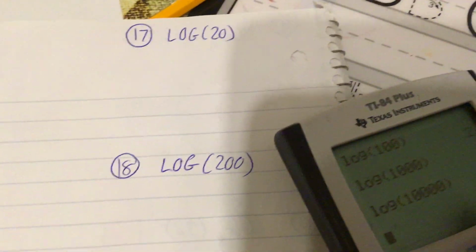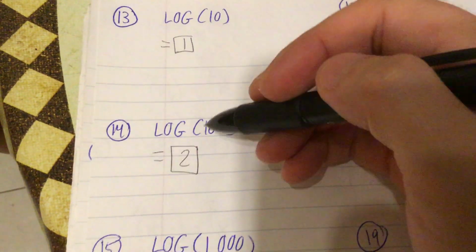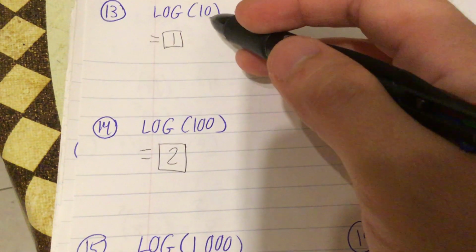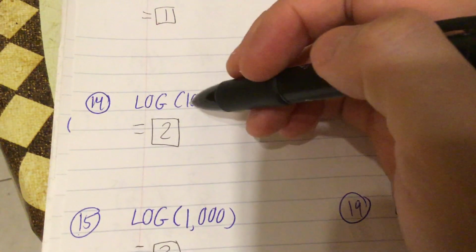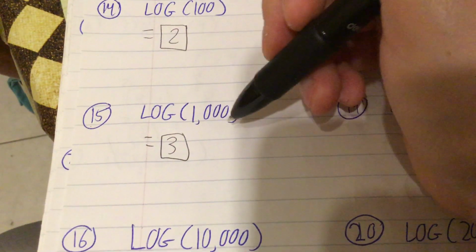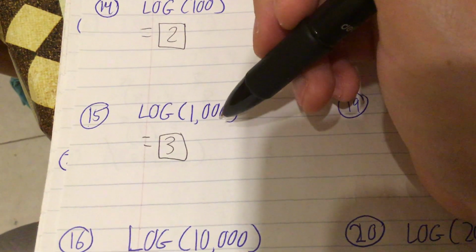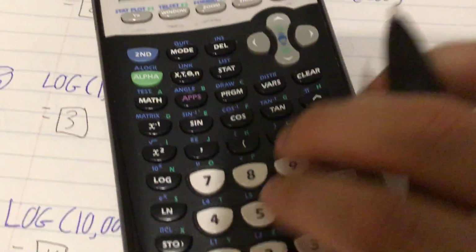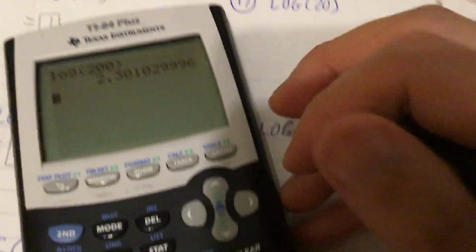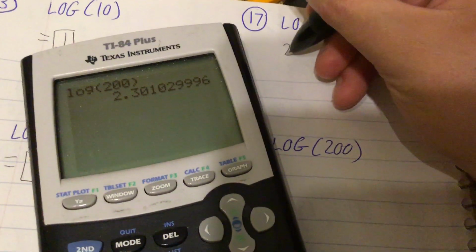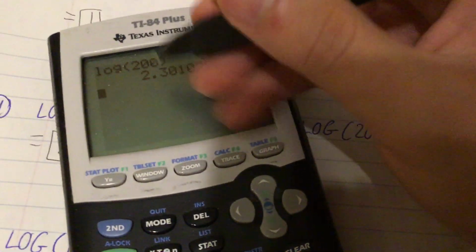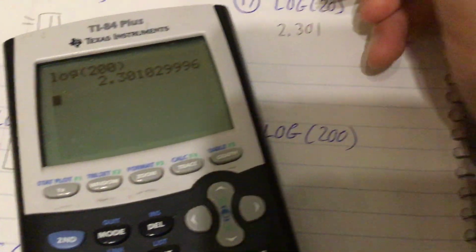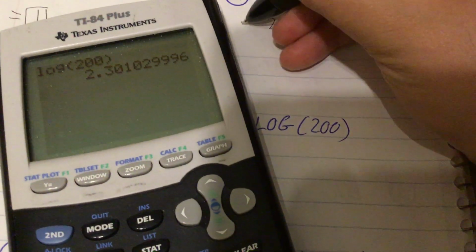But for now, some of you guys probably said you're counting the zeros. There's a single 0 in 10. There's 2 zeros in 100. There's 3 zeros in 1,000 and 4 zeros in 10,000. Haha! Let's see if you got what it takes over here. If I do log of 200, 2.301029. I'm going to round that up to an 03. Squiggly.